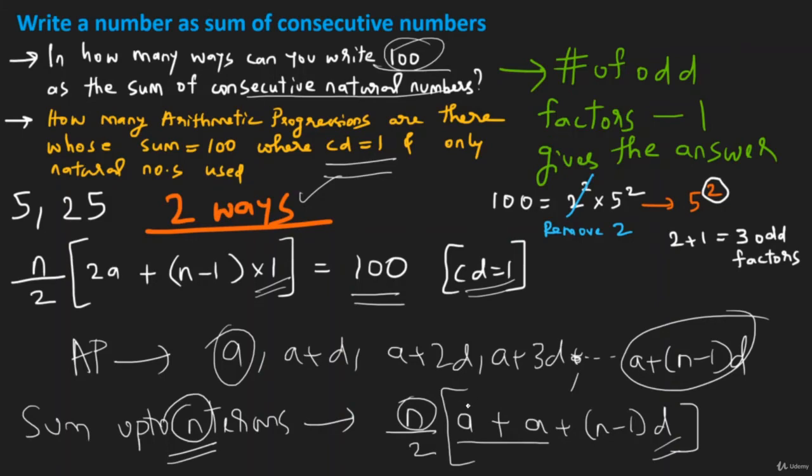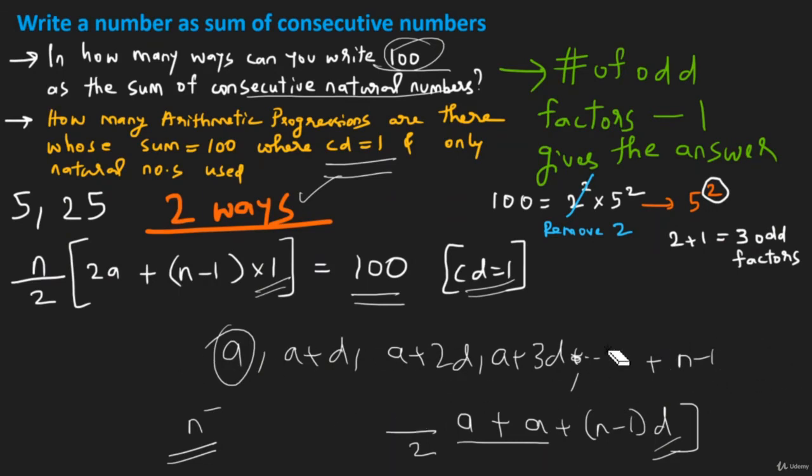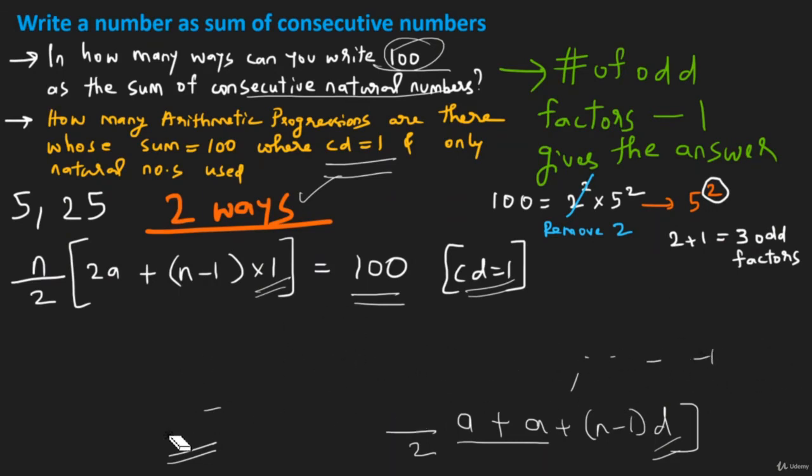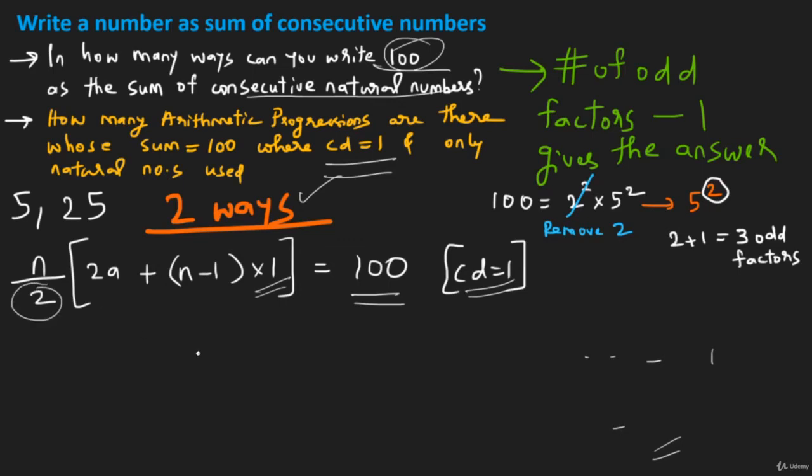Alright, having established that, let's move forward. Let me make some space over here. Now let's simplify this. Let me take this 2 in the denominator to the right hand side. So this simplifies as n into (2a plus n minus 1) is equal to 200, right?